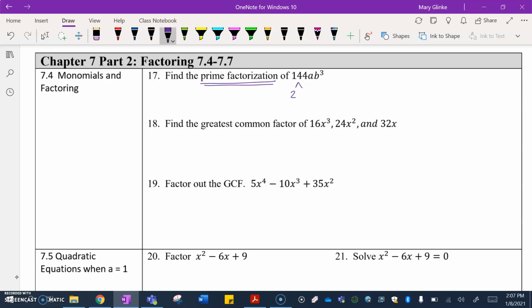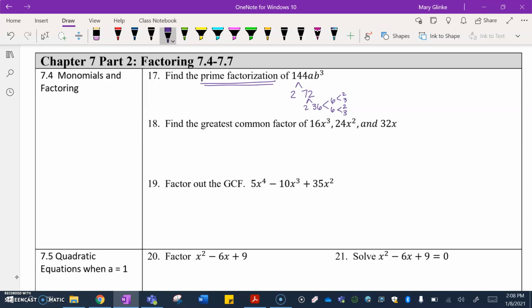So if we take out a 2, we would be left with 72. If we took a 2 out of 72, we would be left with 36. If we take 36, we could divide it by 6 and 6, or 9 and 4, or 2 and 18. However you want to break it up is totally fine. Then you keep on breaking all of your numbers down until it's only prime numbers.